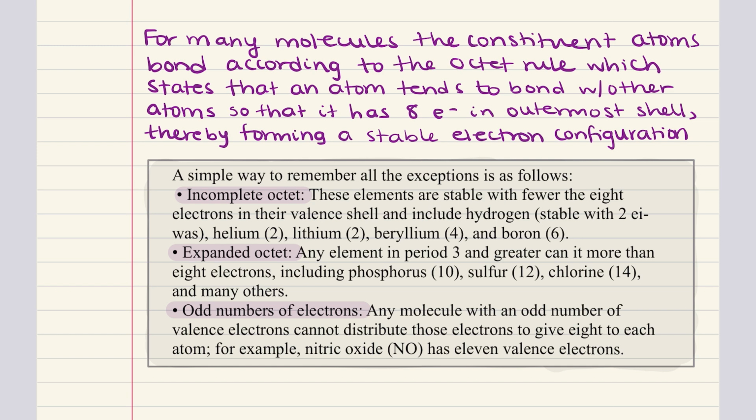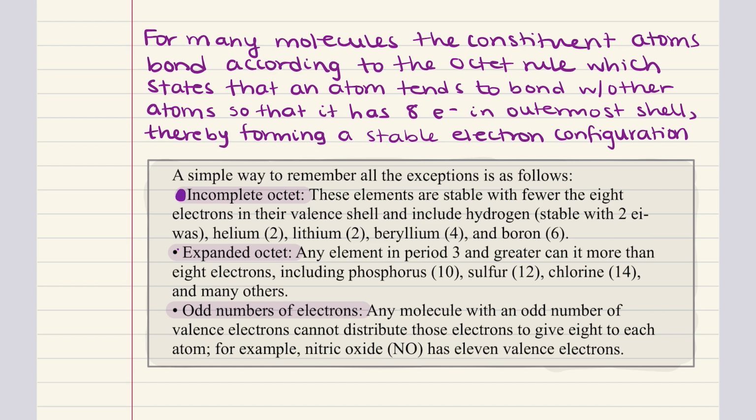The 3 exceptions that we covered are, 1, incomplete octet. There are elements that are stable with fewer than 8 electrons in their valence shell, and they include hydrogen, helium, and lithium, which are all happy and stable with 2 valence electrons, beryllium, which is stable with 4, and boron, which is stable with 6 valence electrons.